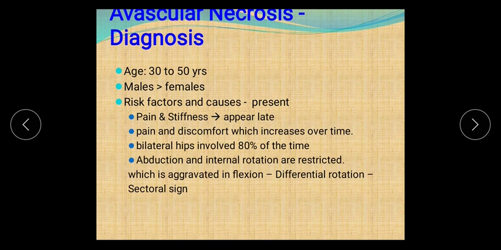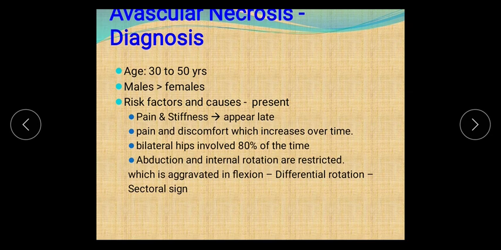Movements are restricted, especially abduction and internal rotation, and this restriction is aggravated in flexion, that is differential rotation. That means, suppose normal abduction is 45 degrees. Suppose this patient has only 20 degrees of abduction, and this is in extension. Suppose he does the abduction in flexion, that time the amount of abduction, instead of 20 degrees, it will be only 10 to 15 degrees. That means the movements are aggravated in flexion.